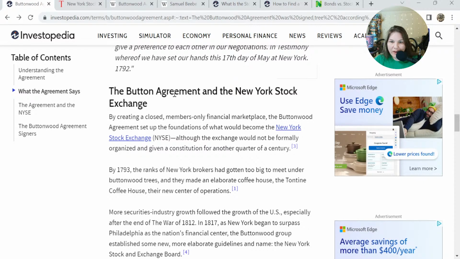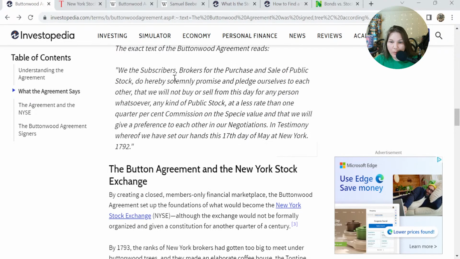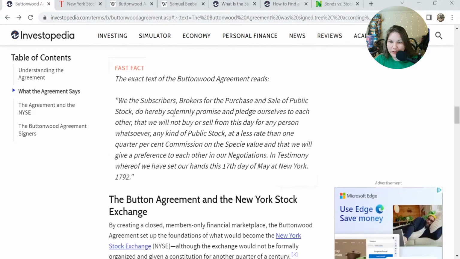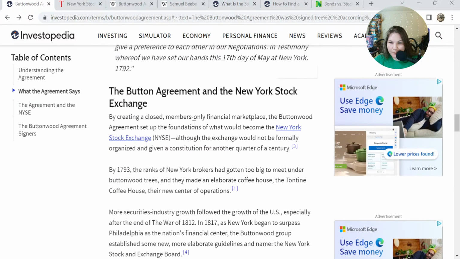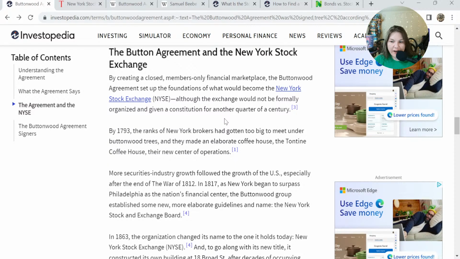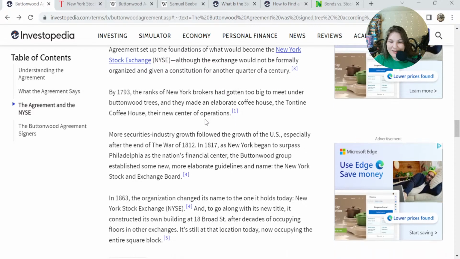Sounds good though, but how do you get into being a stockbroker if you are not already one of those 24 super rich? So, by creating a closed, members-only financial marketplace, the Buttonwood Agreement set up the foundations of what would become the New York Stock Exchange. Although the exchange would not be formally organized and given a constitution for another quarter of a century, by 1793, the ranks of New York brokers had gotten too big to meet under buttonwood trees, and they made an elaborate coffee house, the Tontine Coffee House, their new center of operations.